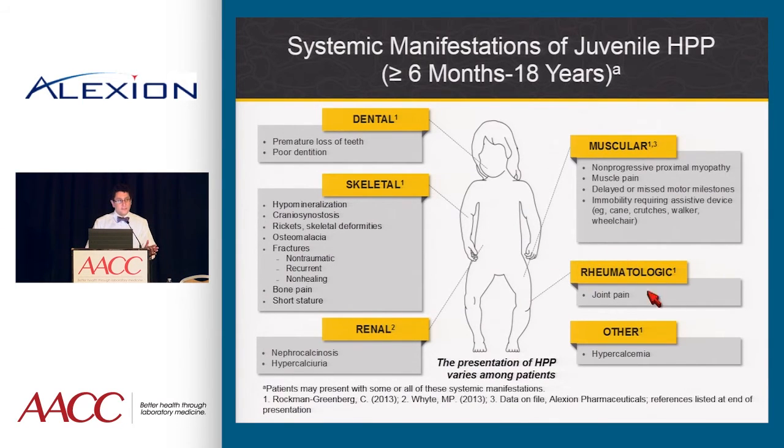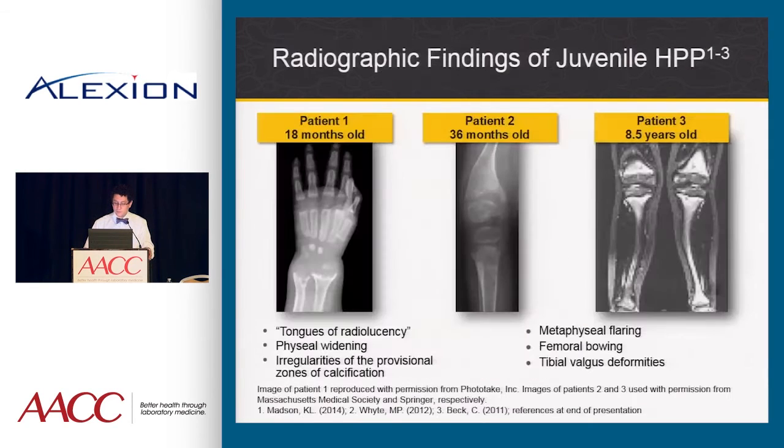I didn't get into it, but sometimes the pyrophosphate itself can accumulate in joint spaces, and they can develop rheumatological pain. And hypercalcemia always remains a problem, because if you're not able to put calcium in the bone, it has no other place to go. Remember, bone is the major reservoir for calcium.